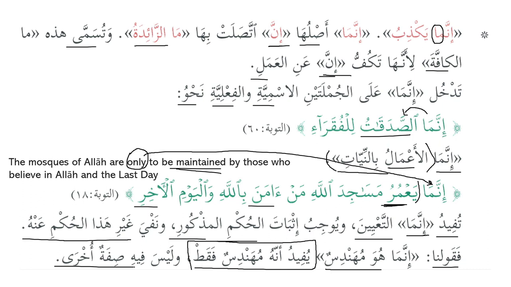So innama stops the amal of inna. That's number one. And number two, it is used for emphasis. And the word that is used for emphasis in Arabic is called hasr. Hasr is to specify something. I hope it's clear. So it's basically about the use of innama, as we can see over here. This part is clear about innama. Any questions about innama?